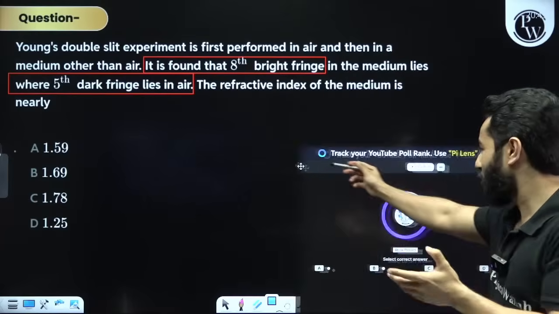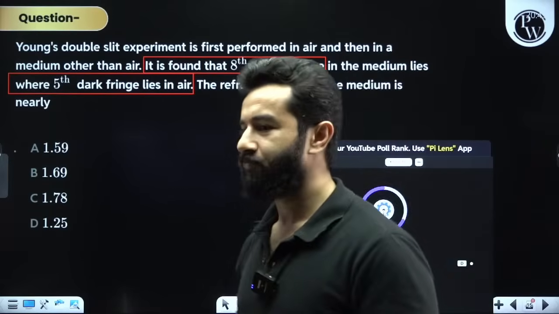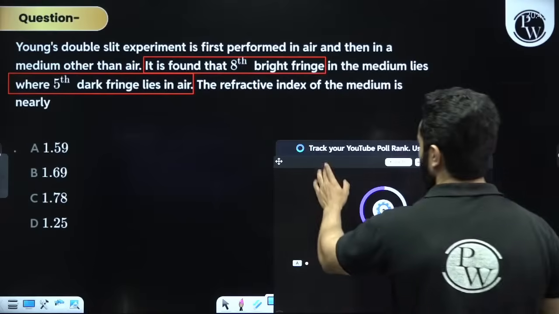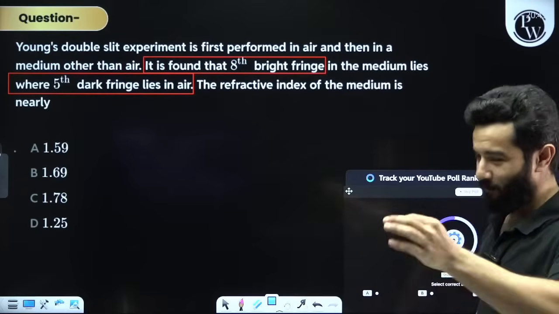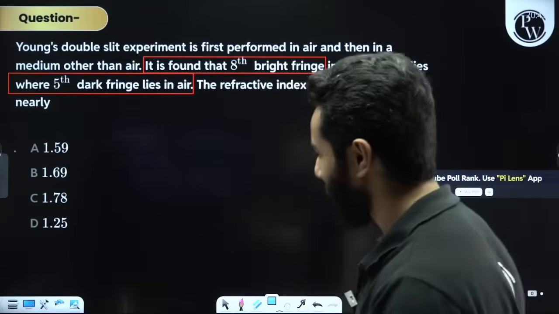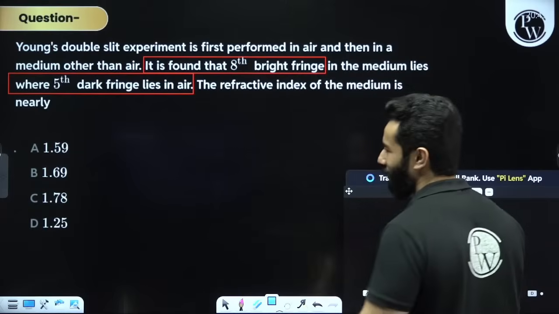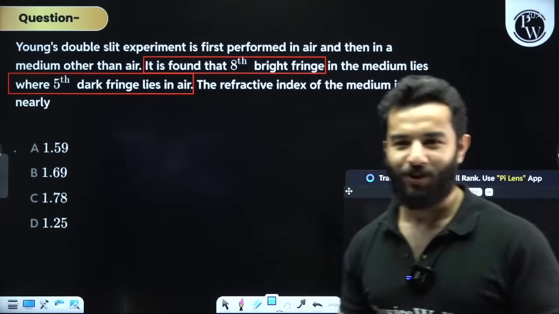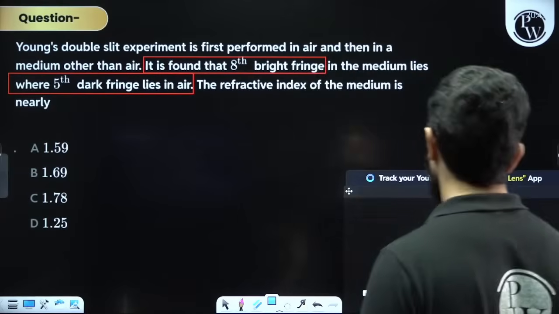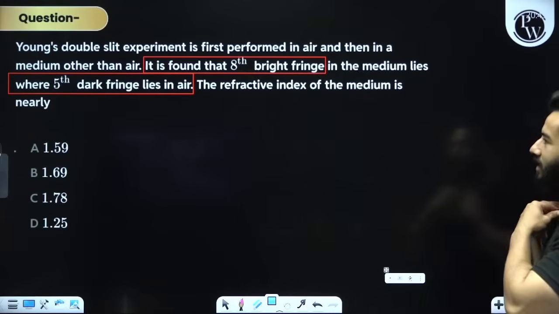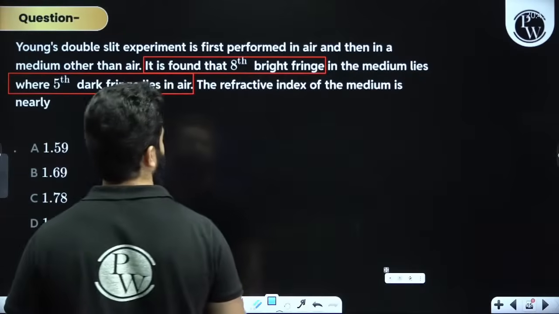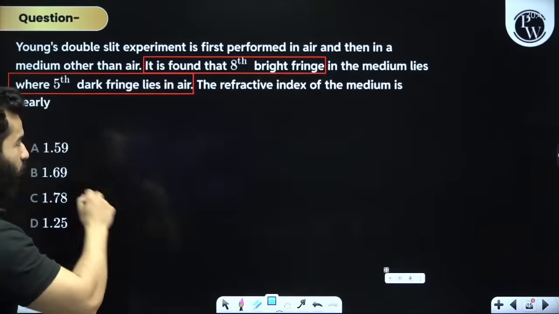The poll has started. Let's start. Options are very close, by the way: 1.59, 1.69, 1.78, 1.25. Like 1.59 and 1.69 are very close, right? Let's start. So it is found that the 8th bright fringe in the medium, got it.